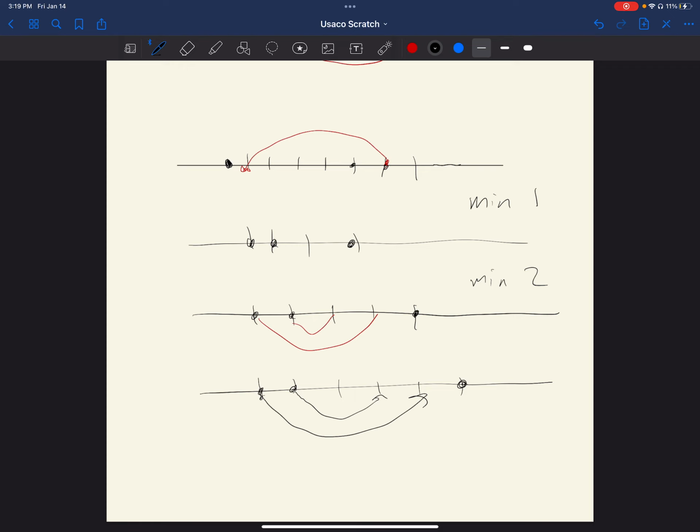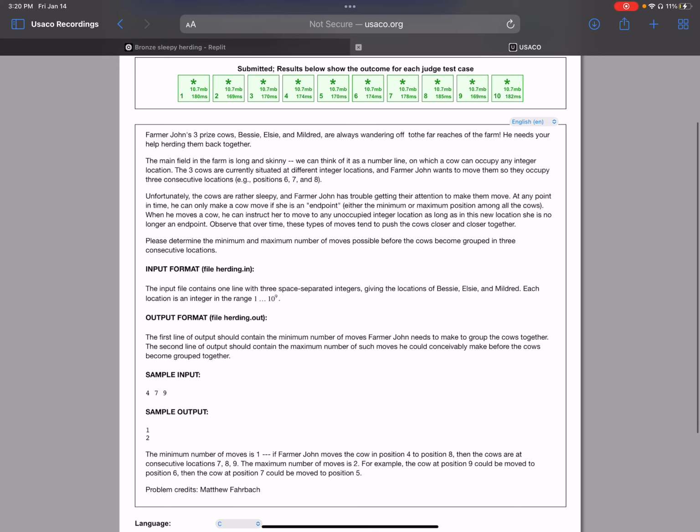So that should be all the data we need in order to solve this question. I'm just going to run through it one more time. So our minimum moves could be 0 if they're all consecutive already, 1 if the gap between the two cows is 1 and the other one is 0, 2 if the gap between two cows is 2, and then anything else is just 2 for the minimum. And then the maximum is just going to be the maximum gap between any two cows. Hope that makes sense. I'm going to code this up.